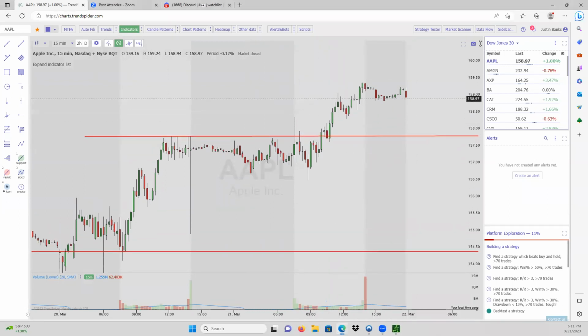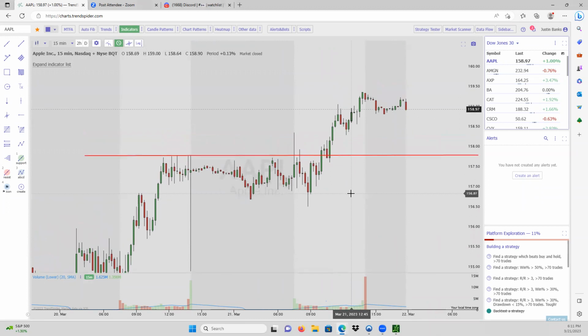So this is a pretty big example and a good example of a lot of people talk about, well, how do I find a break and hold? What does break and hold mean? Well, this is a perfect example of a break and hold scenario, right? We broke above the previous day high, and then we held it as support. So it's pretty simple concept.